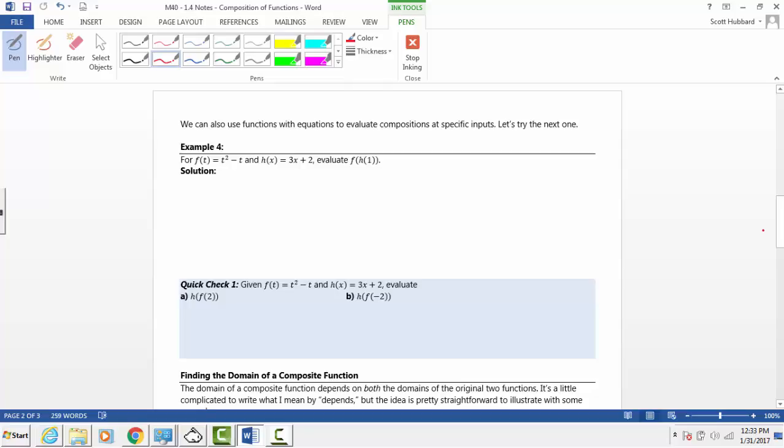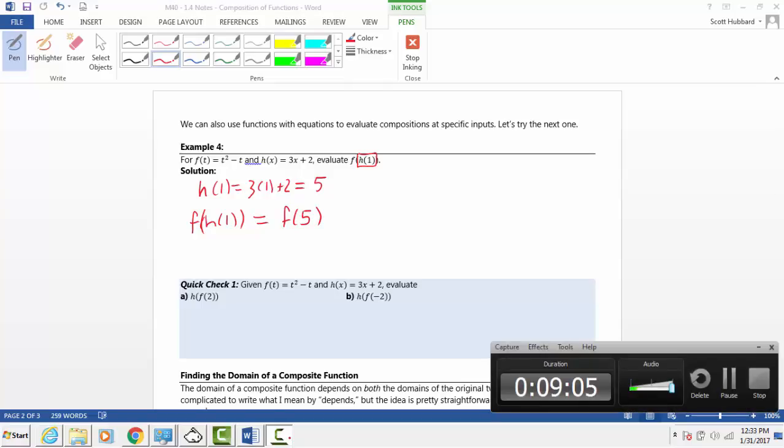Okay, so here are two functions with equations. Let's get practice. This asks for f of h of 1. So again, what does that mean? Well, that means take 1 first and plug that in. In this case, it wants to do h first because it's f of h. So we do h first, and we plug 1 into h. So h of 1 is going to be 3 times 1 plus 2, which is 5. So now when we do f of h of 1, I know h of 1 is 5. And so this is just going to be f of 5.